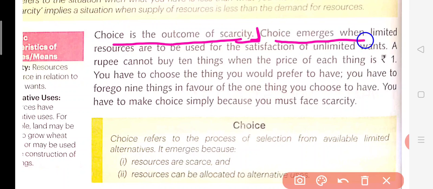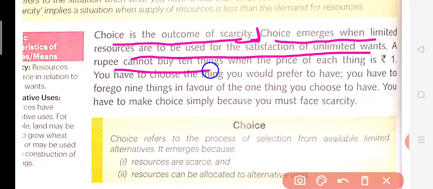Now choice emerges when limited resources are to be used for the satisfaction of unlimited wants. Suppose the price of each thing is 1 rupee, and you have only 1 rupee but want to buy 10 units. You would have to spend 10 rupees for it, but you have simply 1 rupee, so you cannot buy all the things. When you spend all the money, that means your resource has been finished. Now you cannot get more.